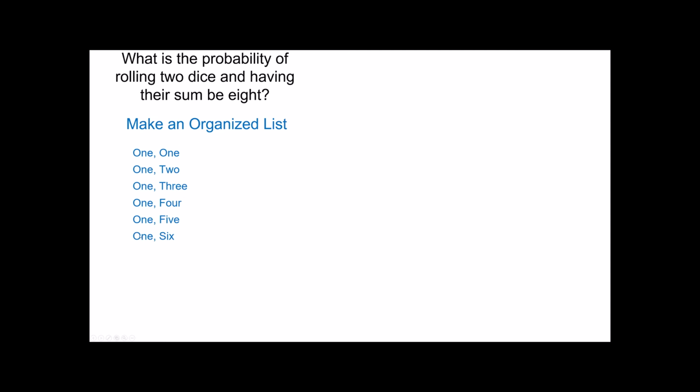But this is not every possible outcome, because this only looks at what happens if the first die is a 1, and I come up with 6 different possibilities. But I could also have the first die be a 2, and the second die be a 1, or 2, 2, 2, 3, 2, 4, 2, 5, 2, 6. Notice I've got the exact same list, but now I've changed the first die into a 2.